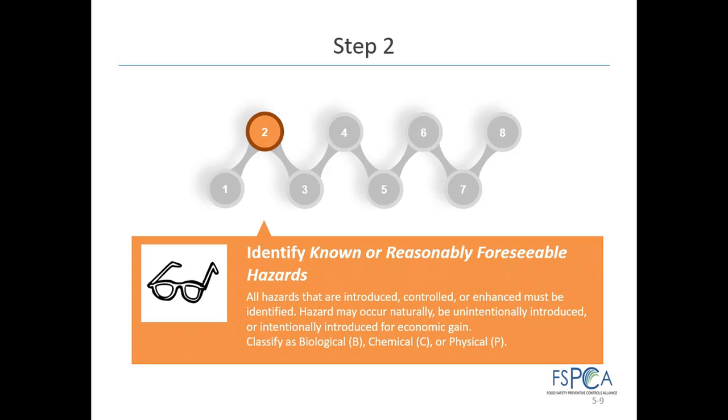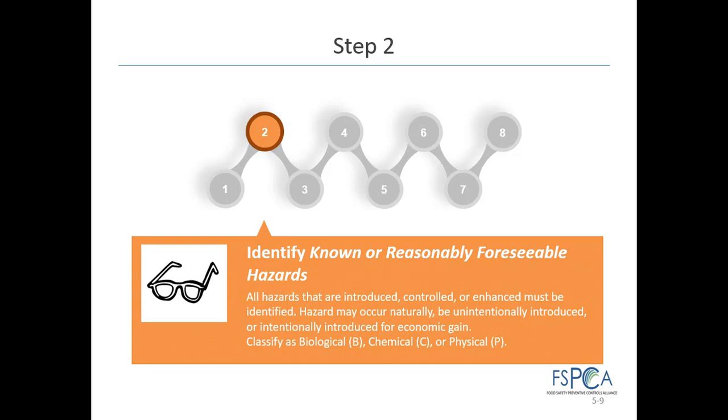So when we're identifying our hazards, we want to make sure we know what is possible within our facility. If I have my ingredients, say one of my ingredients is corn, one of my known or reasonably foreseeable hazards is going to be mycotoxins. That's just the nature of the beast there. If I'm using metal equipment in my manufacturing process, I know that one of my hazards is going to be metal pieces or bolts falling off, whatever that might be.